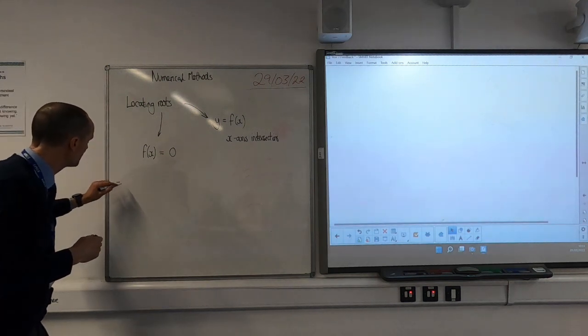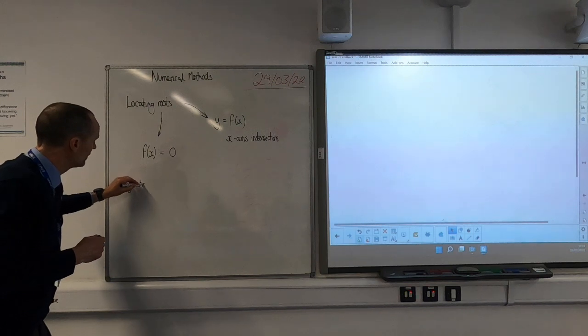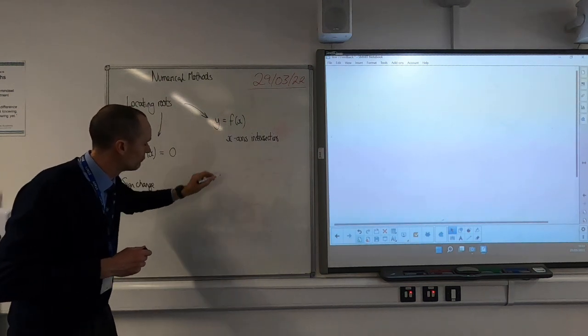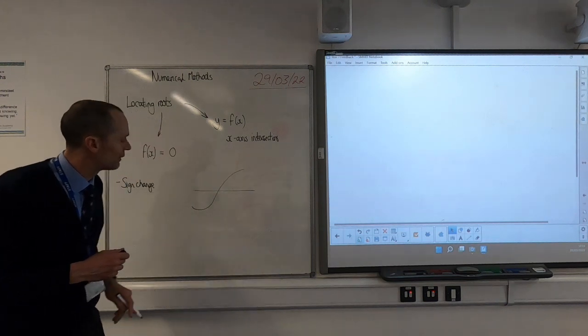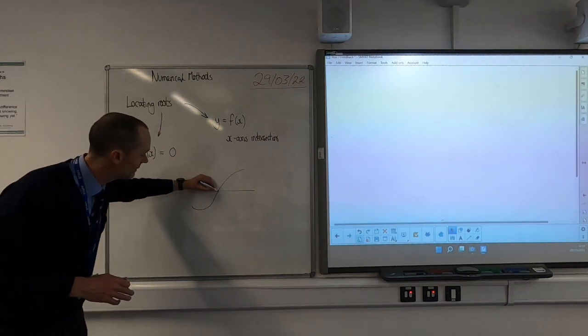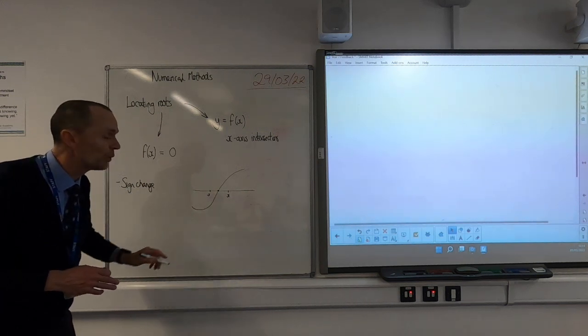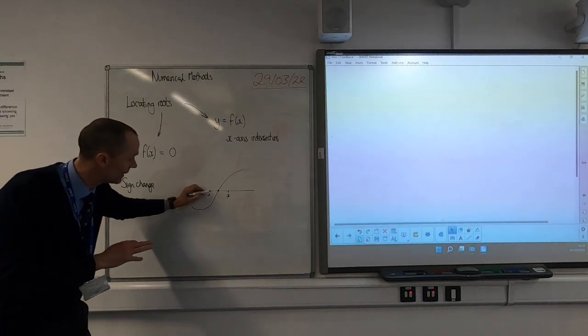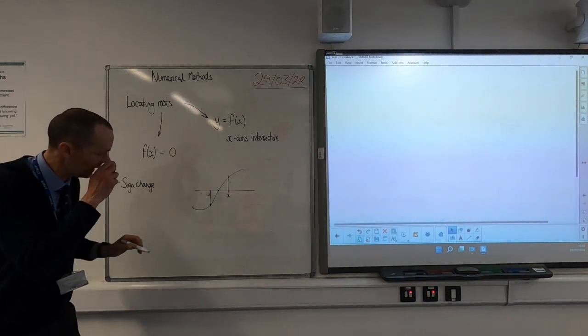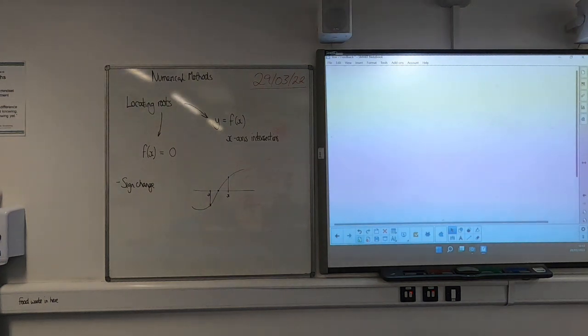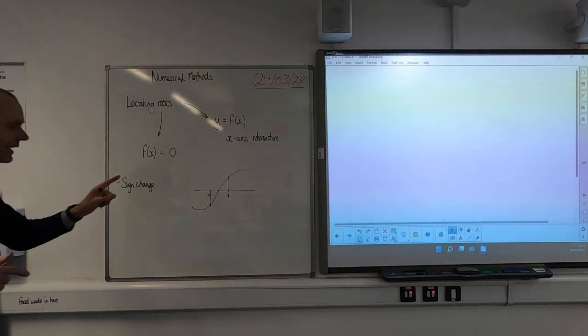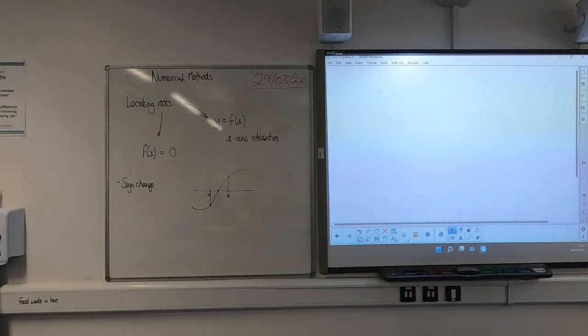So last lesson we talked about sign change, which basically says if we've got a graph and that graph has a root here, then a value of x one side of the root and a value of x the other side of the root will give you different y values. In this case, you get a negative value here and a positive value there. So provided the graph is continuous, the sign change indicates that there is a root between those two values. And sign change is rarely used on its own. It's often used alongside one of the other two techniques that we need to cover.